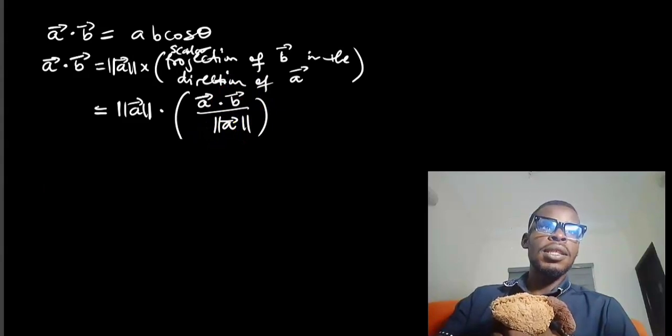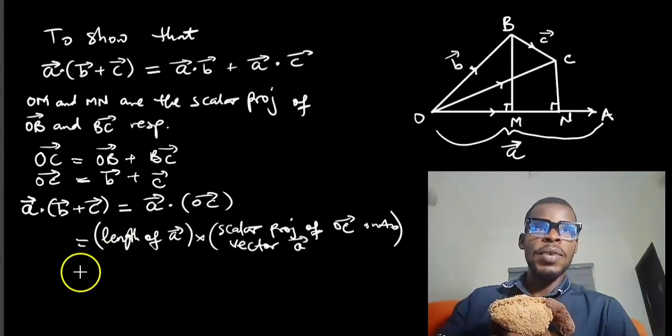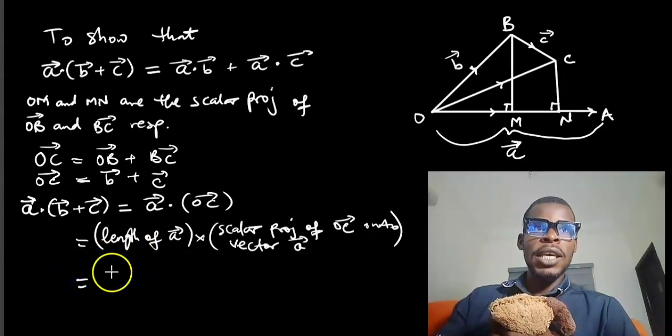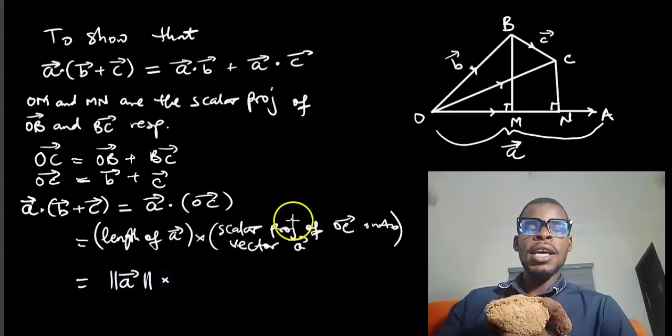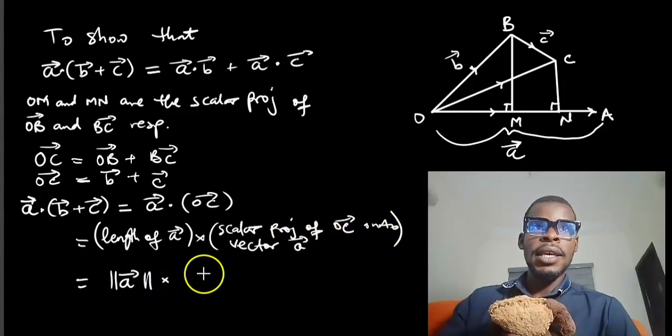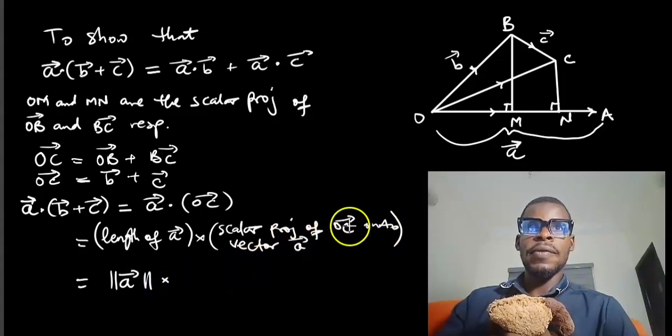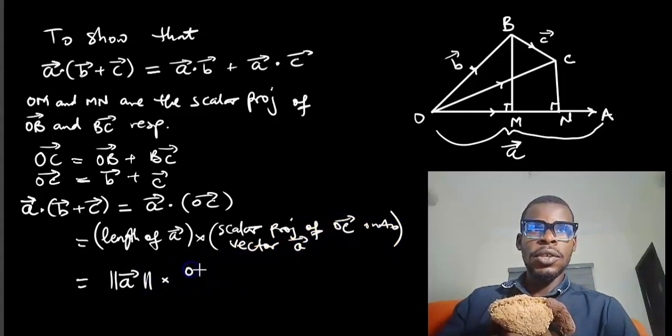Good. So using that right here, we'll have that to be the length of vector A, which we can simply write like that, times the unit vector pointing in the direction of vector A, then we dot that with the vector OC. So I will just say vector OC, the scalar projection.